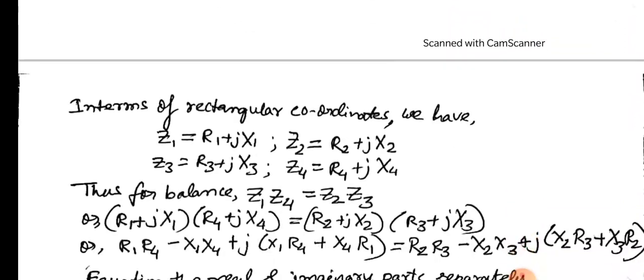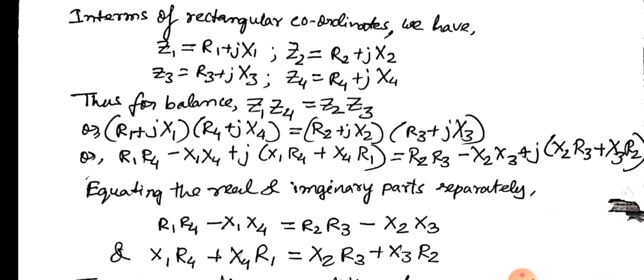That ends the polar form; coming to the rectangular coordinate form. In terms of rectangular coordinates, we can write Z1 equals R1 plus jX1, Z2 equals R2 plus jX2, Z3 equals R3 plus jX3 and Z4 equals R4 plus jX4. So for balance we can write Z1 Z4 equals Z2 Z3, or putting in the values from the rectangular coordinates, R1 plus jX1 multiplied by R4 plus jX4 equals R2 plus jX2 multiplied by R3 plus jX3. So this will be our condition of bridge balance.